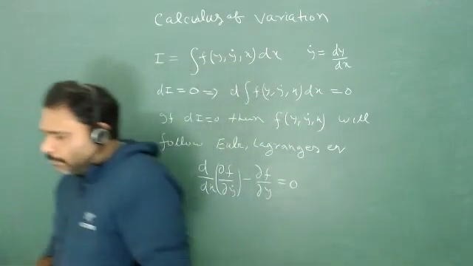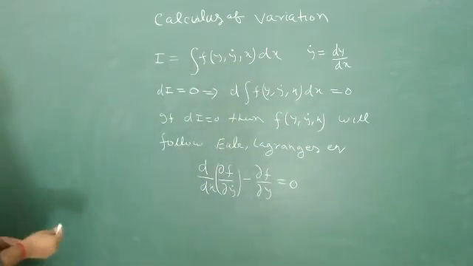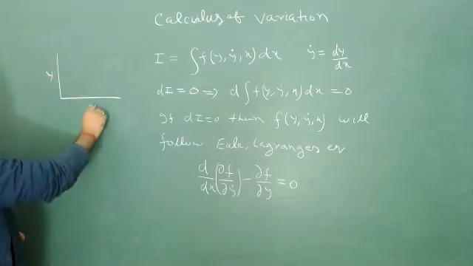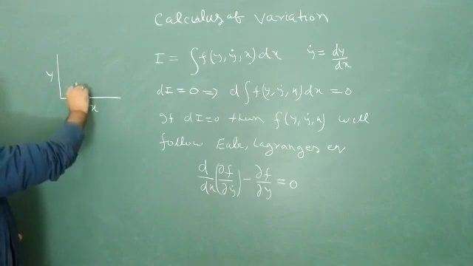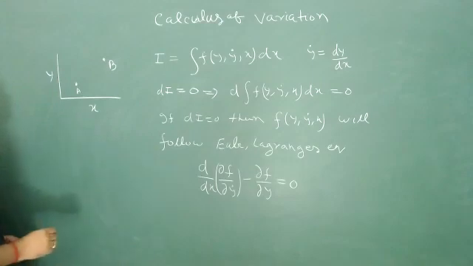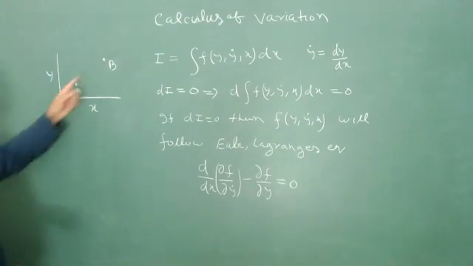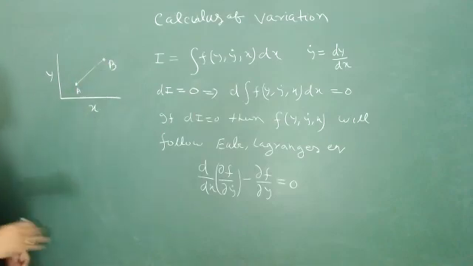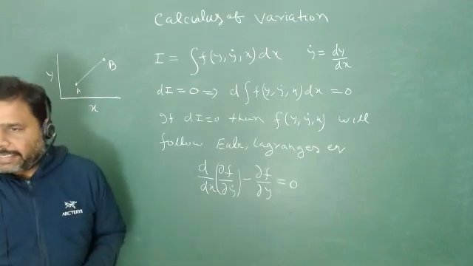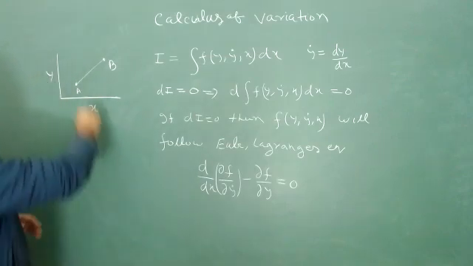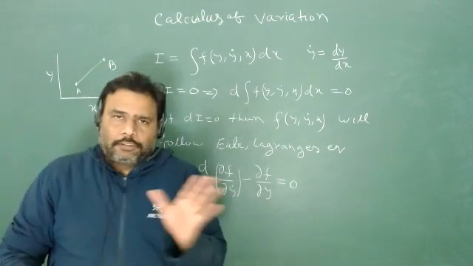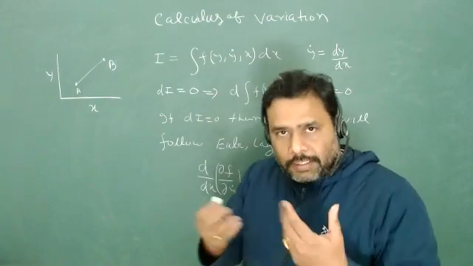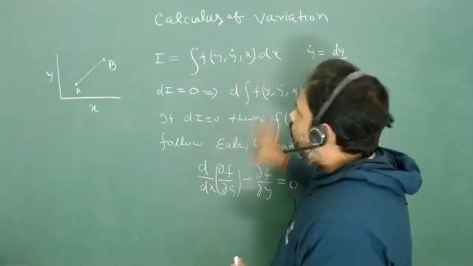Hamilton's principle. So obviously, suppose we have y versus x and we have point A and point B. What will be the shortest distance between point A and point B? This is a straight line, isn't it? We know this fact and we will try to prove it. We know that the shortest distance in a plane is a straight line, and we will learn this with the help of calculus of variation.